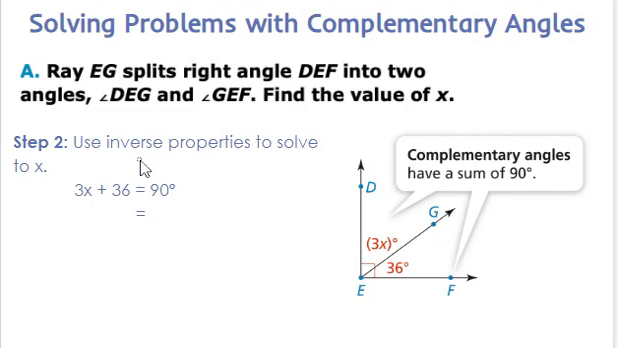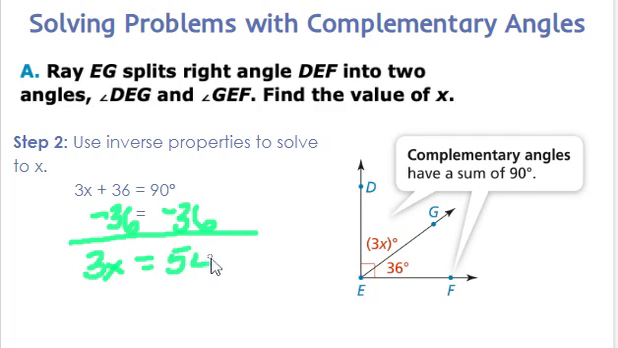So next, we're going to go ahead and start to use our inverse properties to solve for the value of x. Our first step is going to be to do the opposite of adding 36 because it's what's furthest away from our x variable. So we're going to subtract 36 from both sides. I'm left with 3x is equal to 54. Note, we automatically know the angle DEG is equal to 54 degrees because 3x is equal to 54 and angle DEG is equal to 3x.